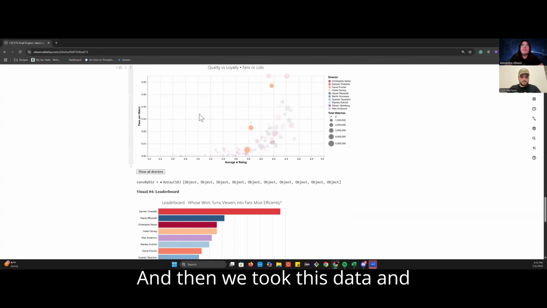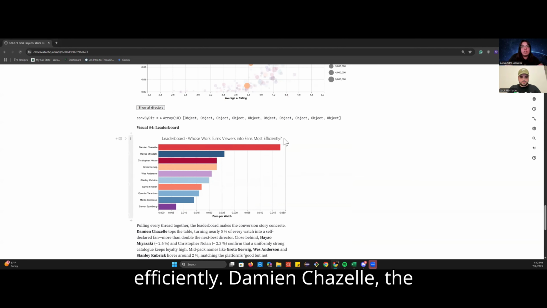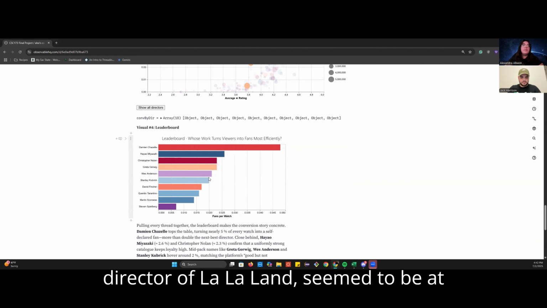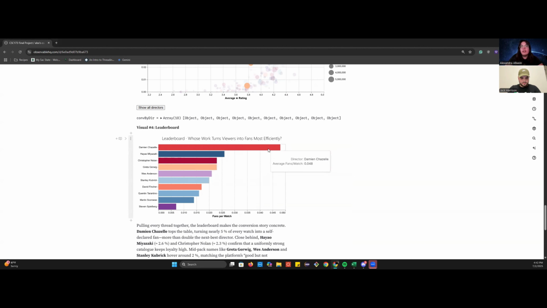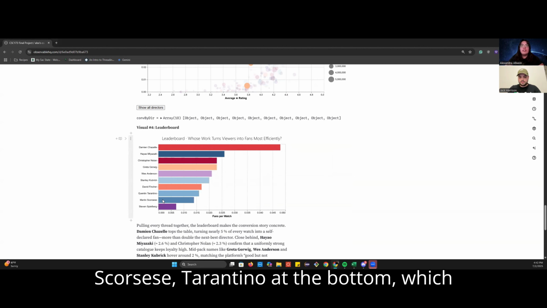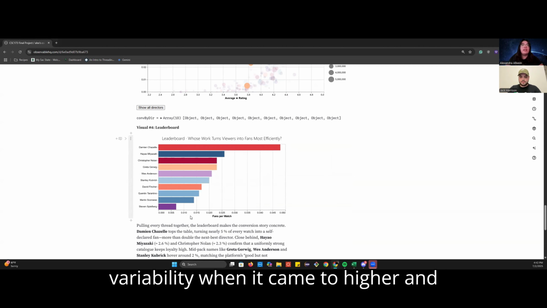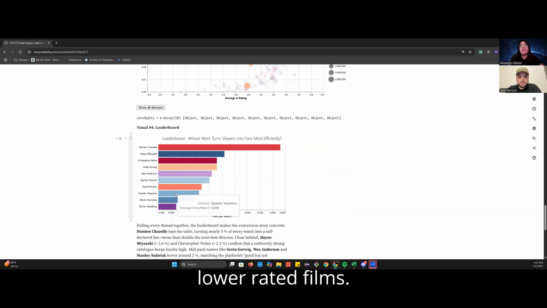And then we took this data and made it really easy to see whose work turned viewers into fans most efficiently. Damien Chazelle, the director of La La Land, seemed to be at the top, which was kind of surprising. And then we had Spielberg, Scorsese, and Tarantino at the bottom, which also made sense because they had high variability when it came to higher and lower rated films.